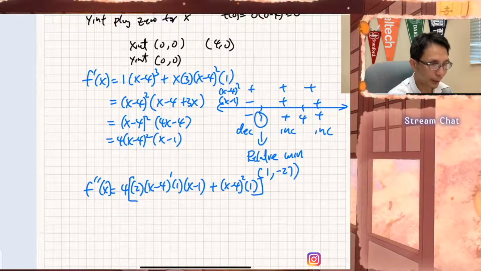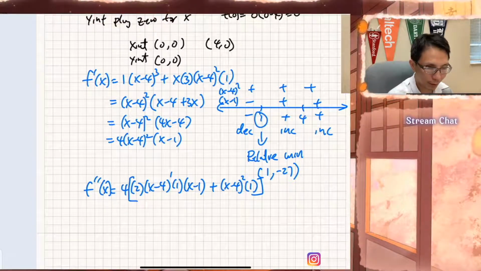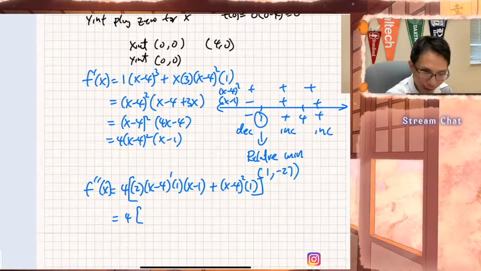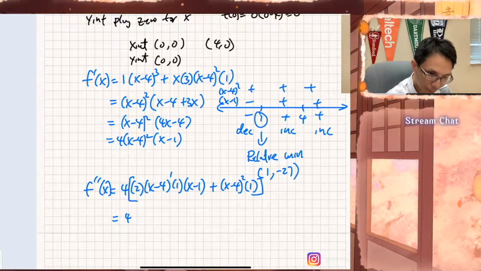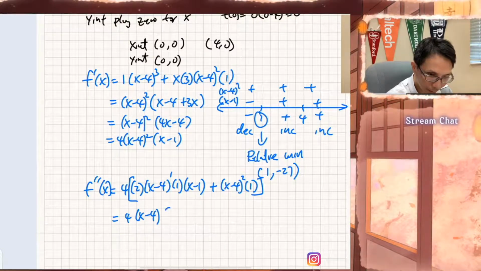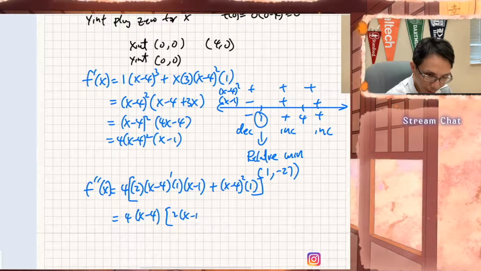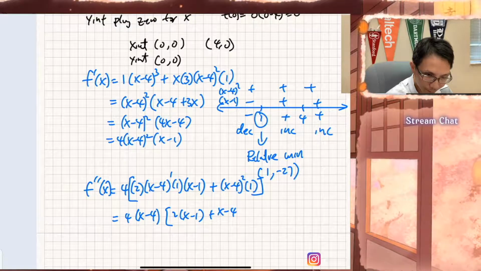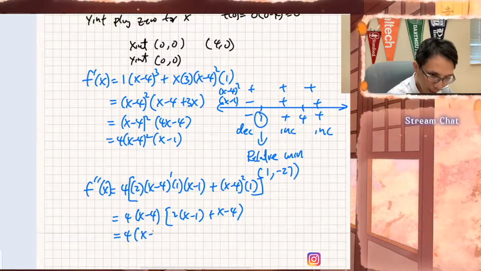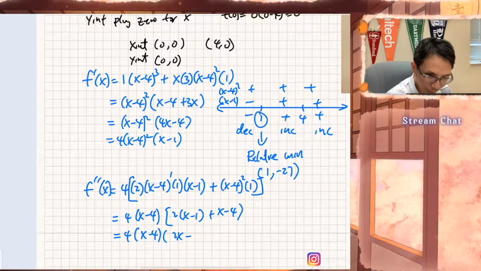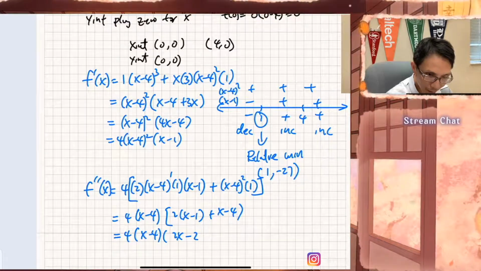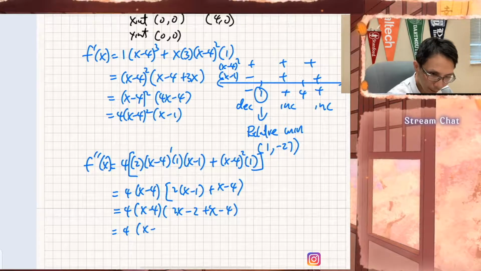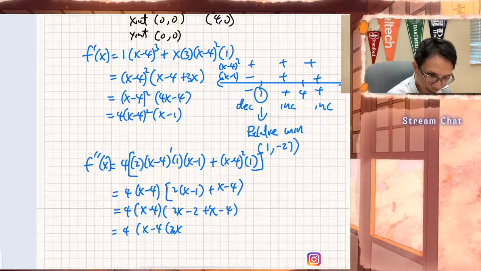I take out 4 completely, so I just take a derivative, whatever those two factor is. So I think it's going to be 4, and then now I'm going to factor out something here. What do they have in common? X minus 4 in common. And then that's left with the 2 times x minus 1 plus x minus 4, I believe. And that's equal to 4 times x minus 4 times 2x minus 2 plus x minus 4. And that's going to be 4 times x minus 4 times 3x minus 6.